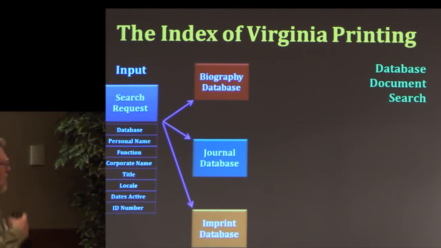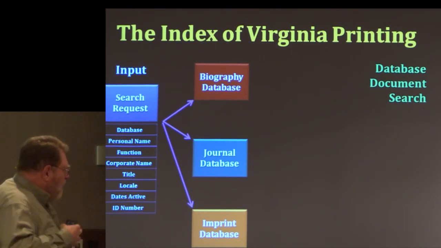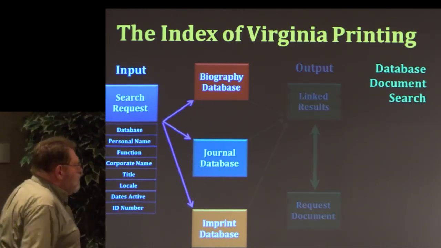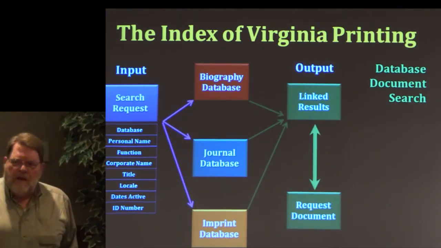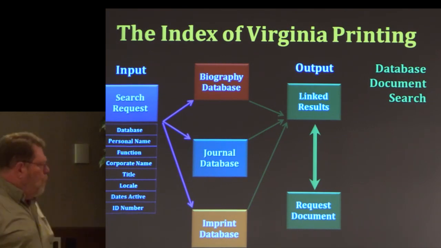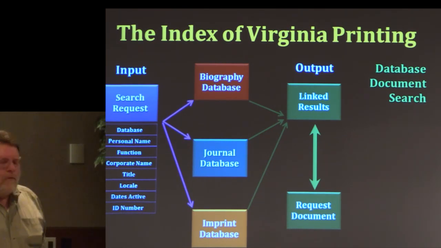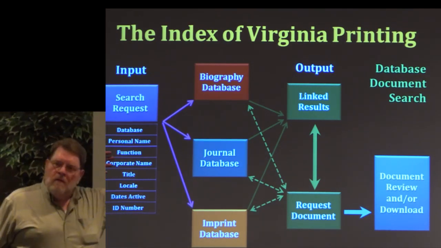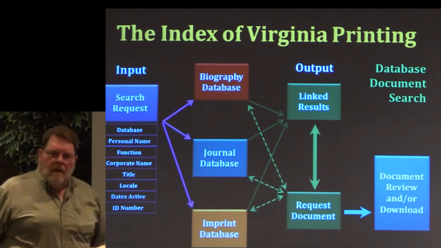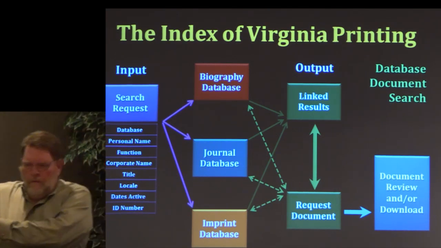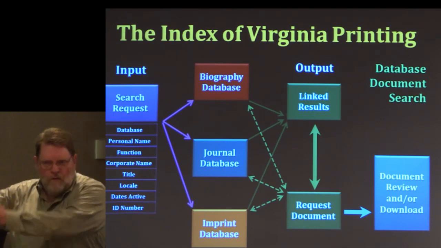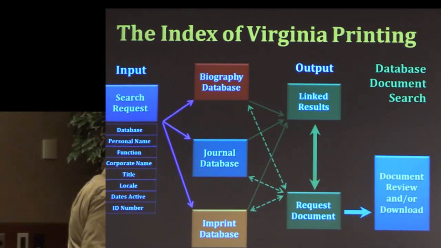This is essentially the schematic of how the search process is going to work. You put in a search request, it looks in all three of the databases, it brings you back a set of linked results, you choose from those linked results, it goes back and pulls out the documents that you want to look at, essentially in each one of the three different categories. Here's all the biographies, here's all the newspapers, here's all the imprints.